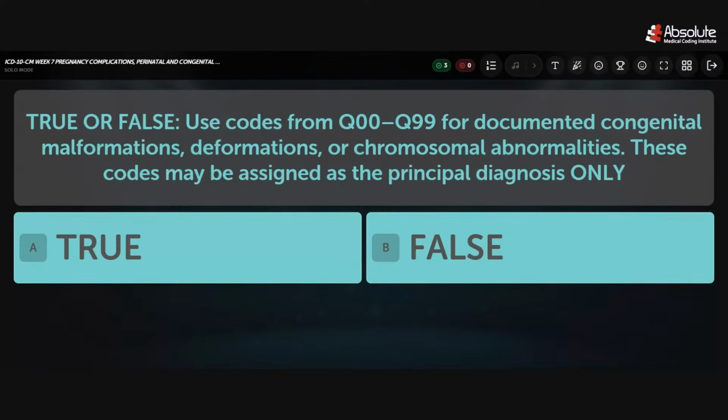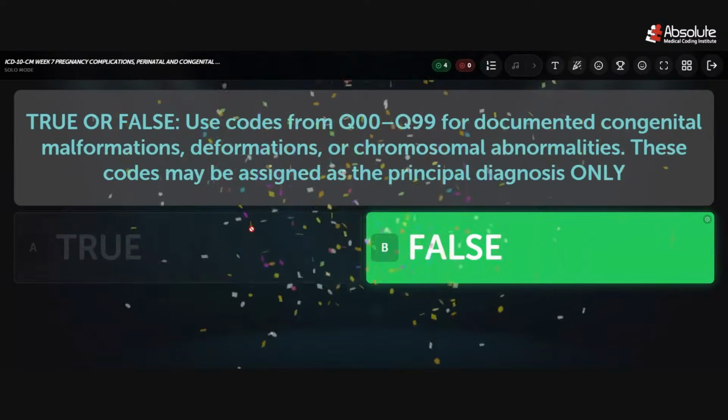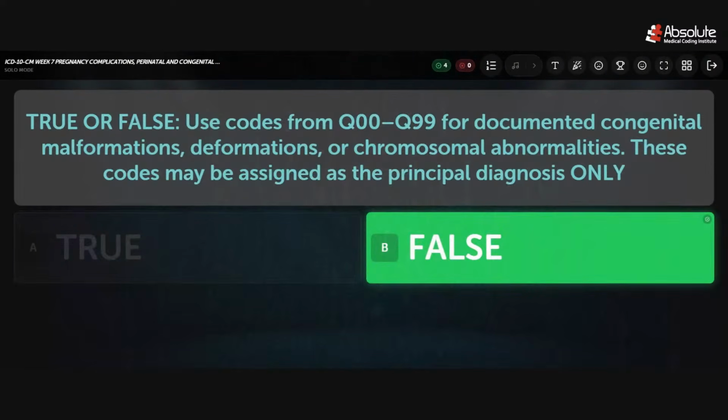Alrighty. This one, we are going to have our first false of the warm-up game. So if you look inside the ICD-10 book or the MCG manual, you will see that in this guideline, it says to use these codes, documented congenital malformations, deformations, or chromosomal abnormalities, but you will also see that it says these codes may be assigned as a principal diagnosis or as a secondary diagnosis. And so that is what makes this statement false. So if you caught that one, great job.